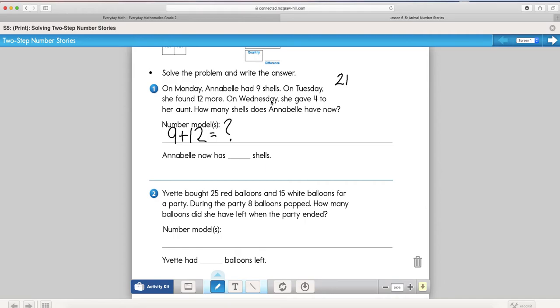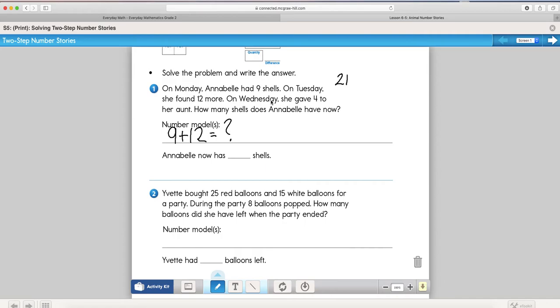We should subtract. Why do you think we should subtract? Support your reasoning. We should subtract because she gave some away. That's a fantastic answer, Levi. She gave some away. So when you give something away, you have less of it, right?